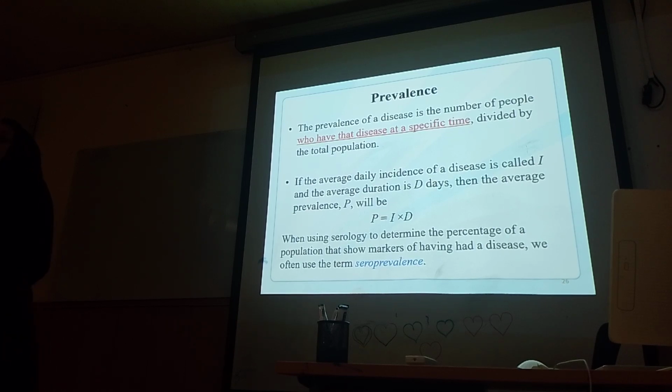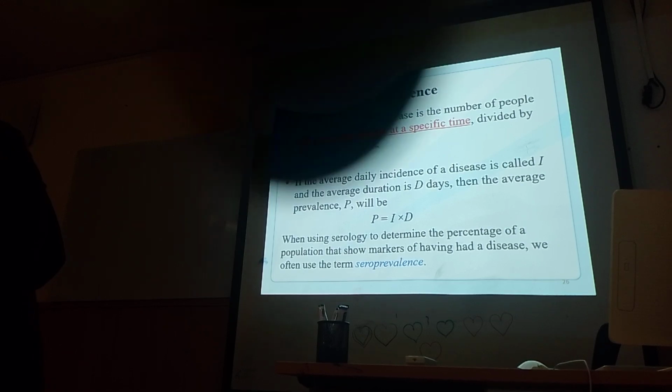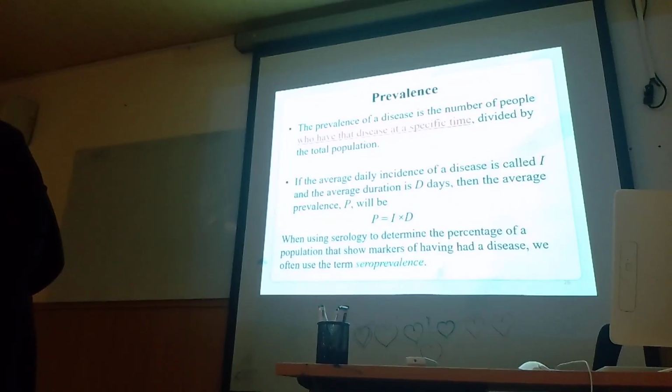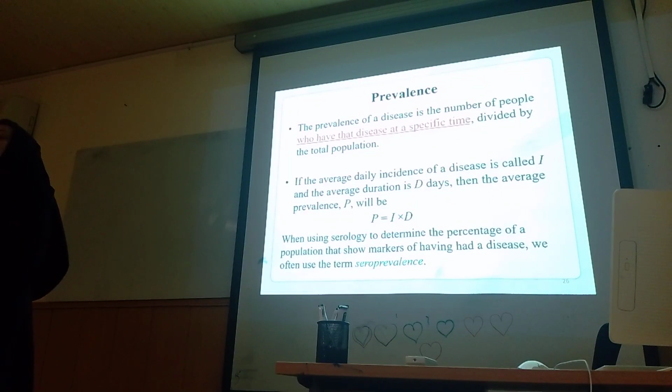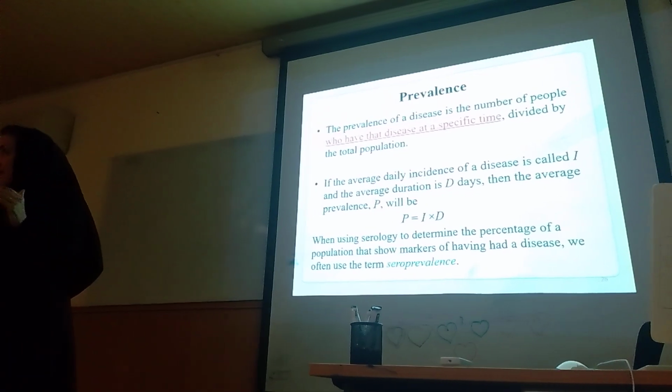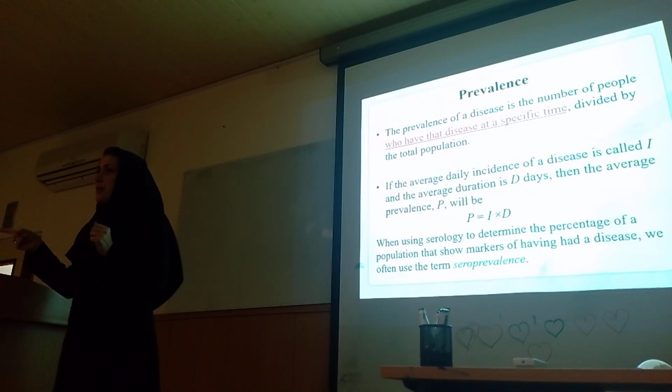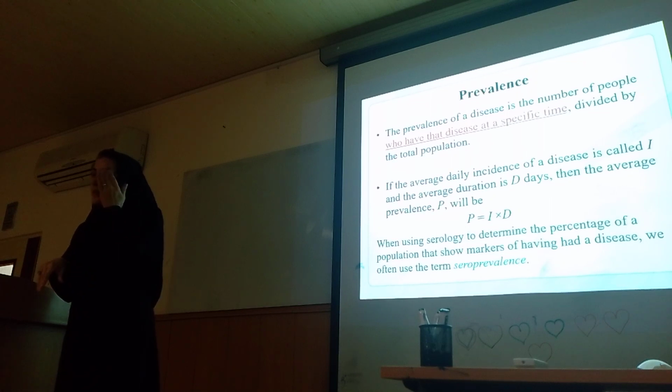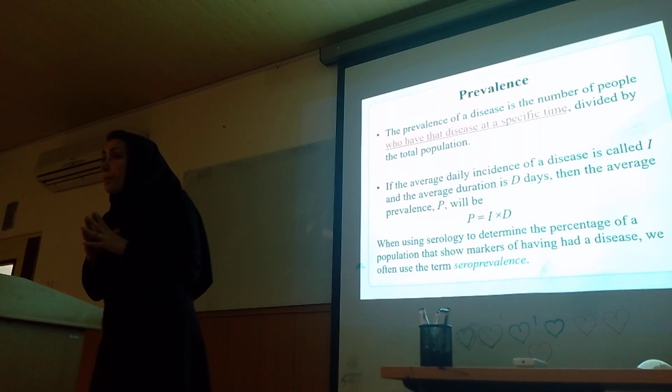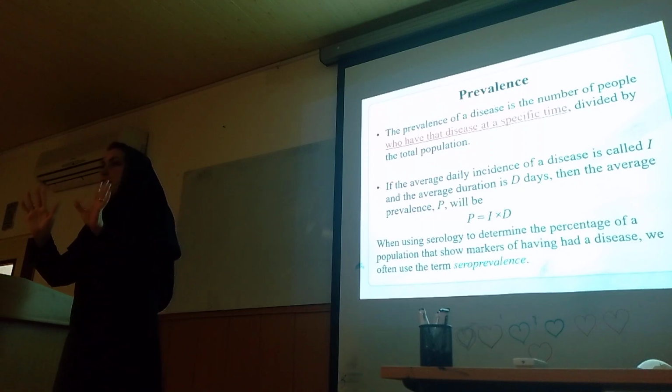Why? Because annually 10% of the population are added to the basket of the diabetic population. So the number of people with diabetes increases when the incidence rate is increased. But please, under a constant duration, under the same duration. Okay, very good.